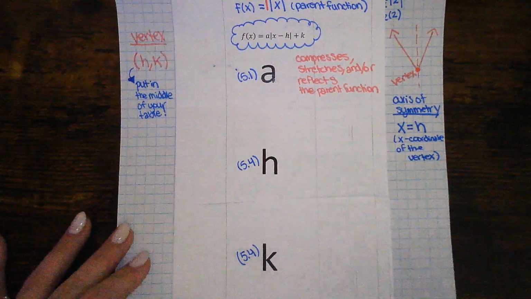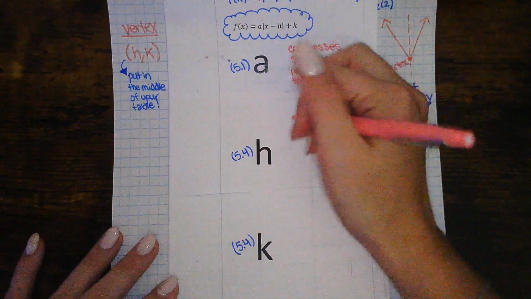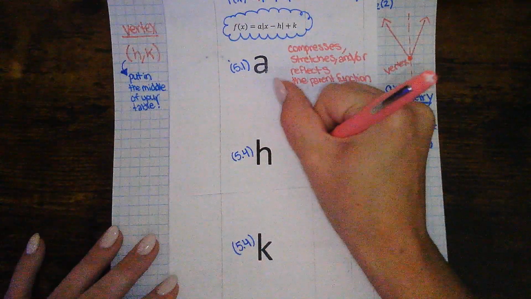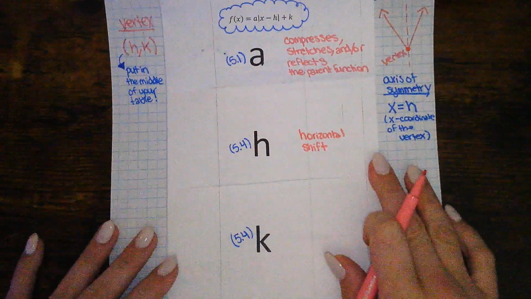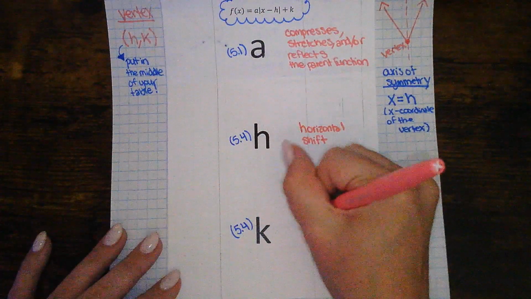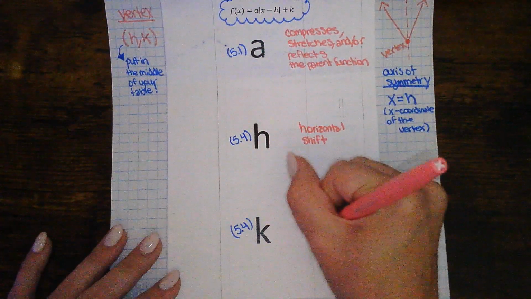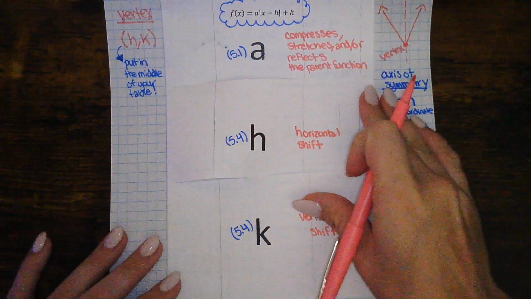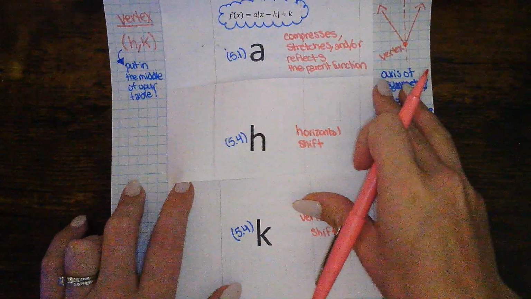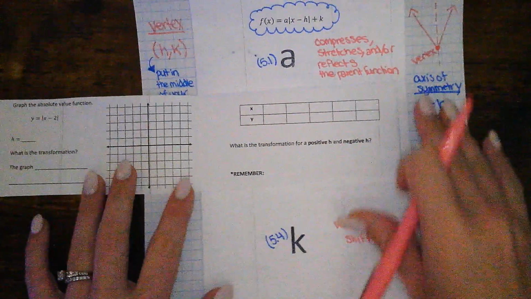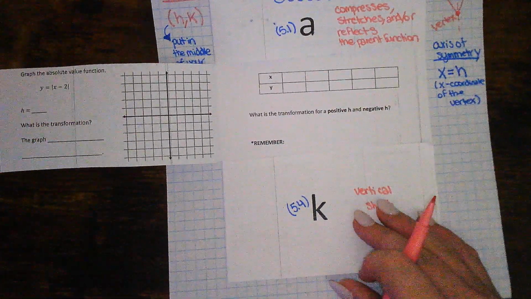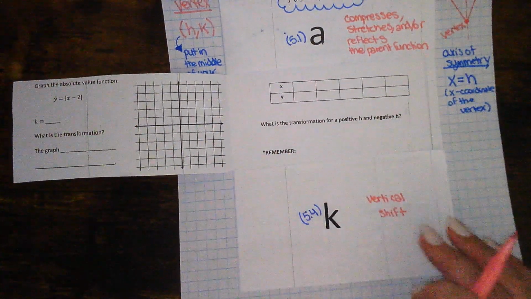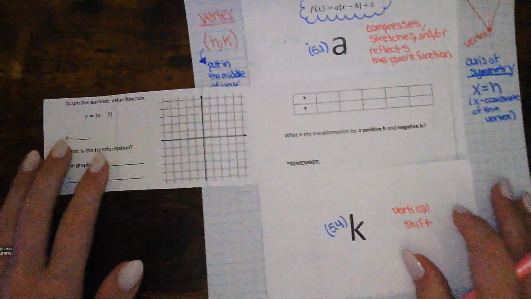And h in that function is a horizontal shift of the parent function, and k is a vertical shift. And we'll look at an example of each so we can see that on a graph. So starting with h, I am asked to graph the absolute value function y equals the absolute value of x minus 2.